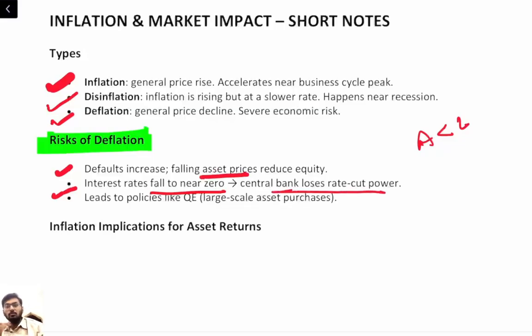Okay, the central bank will lose its rate cut power. When economies are in recession, the central bank has the power to reduce the interest rate so that people will borrow, do business, make money, and run the economy. But they will reach a situation where the central bank can't even cut the rate because interest rates are close to zero. Clear? It leads to policies like large scale asset purchase. Other countries, other banks will come and start protecting you. Clear?